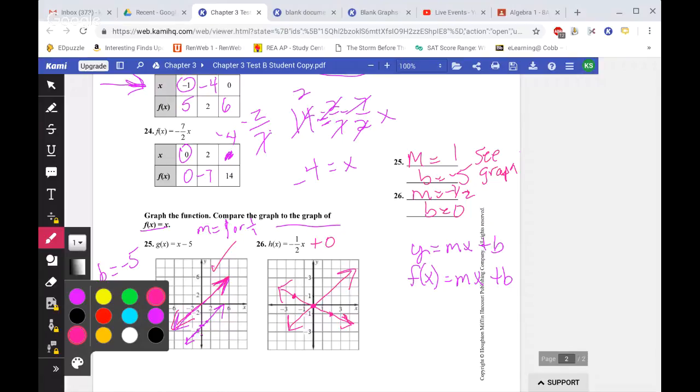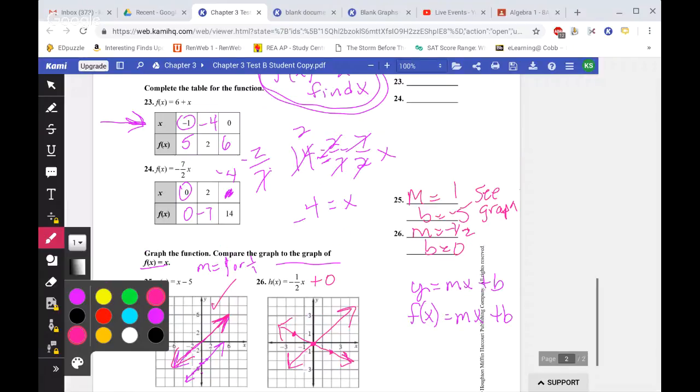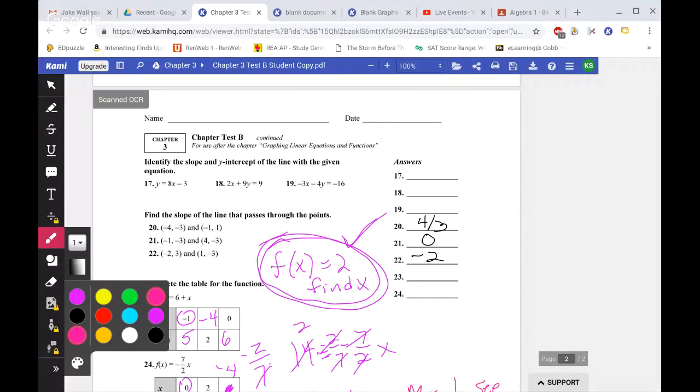There's actually not even one on there like that. For the most part, on the slope and the y-intercept, there are actually 6 questions like this.